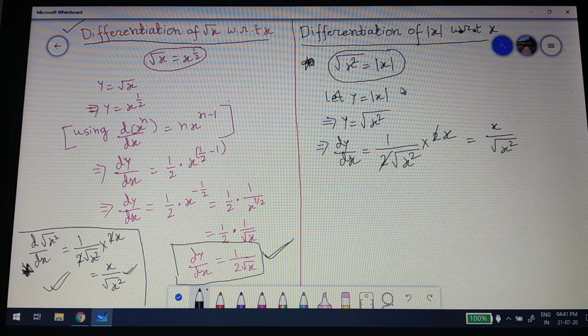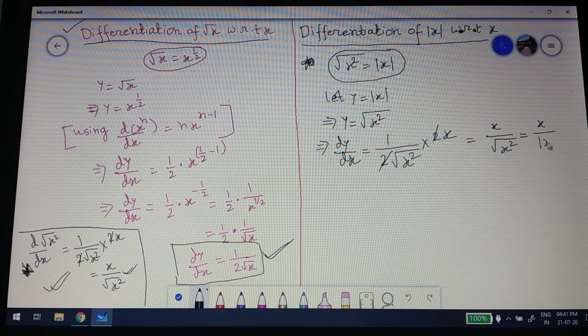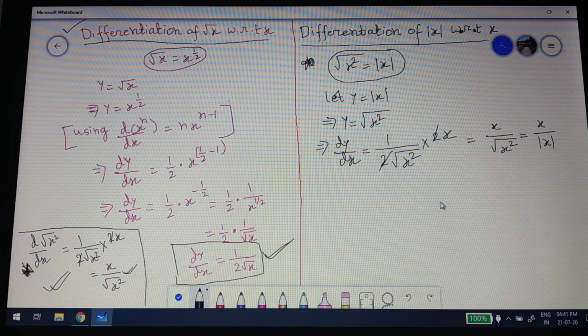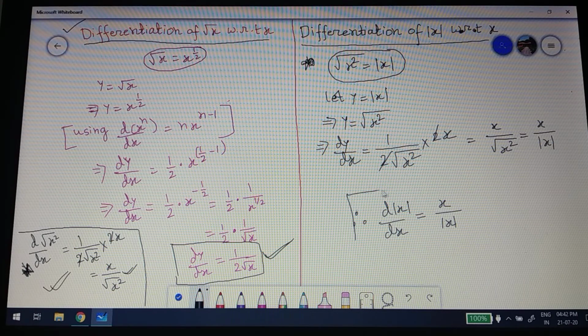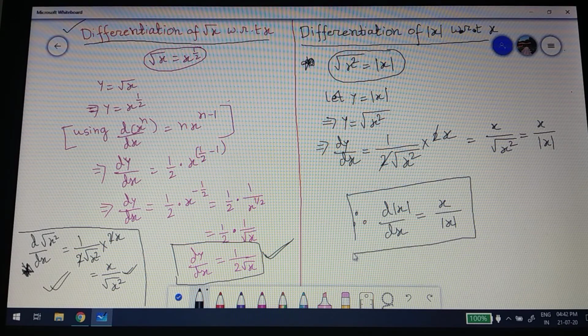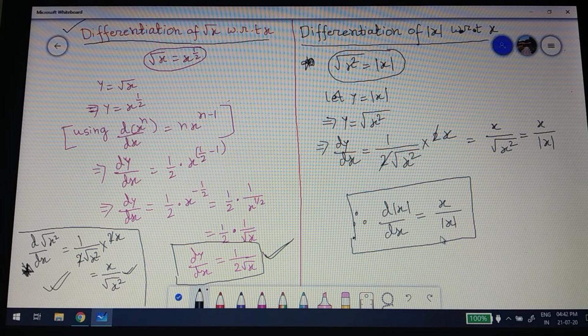Now here I am calculating differentiation of mod x. So in the place of root over x square, you just write mod x. So the differentiation of mod x is x upon mod x. Conclusion is differentiation of mod x with respect to x is x upon mod x. So whenever you have to calculate derivative of mod x, it will be x upon mod x.